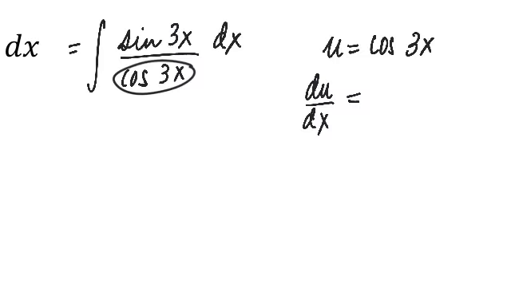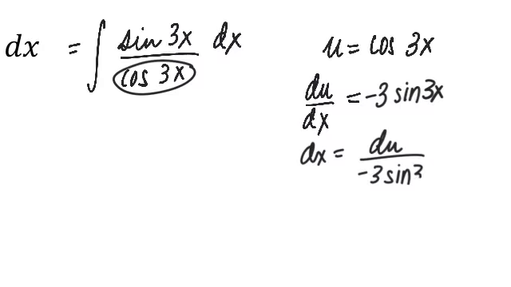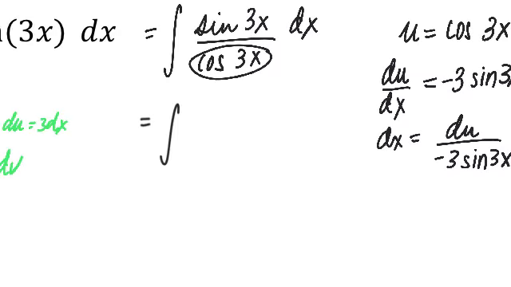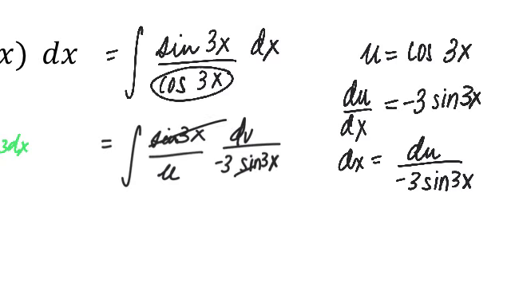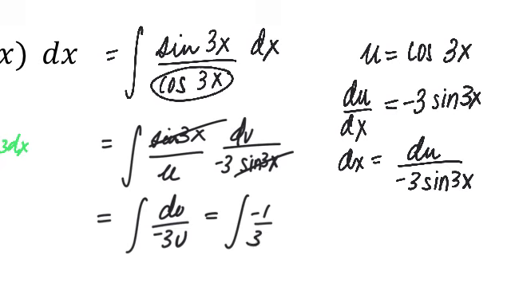So du dx here is negative 3 sine 3x. So then dx is equal to du over negative 3 sine 3x. And then I can come back here and say, okay, now I've succeeded in saying there's a u down here, there's a sine 3x still up here, and the dx is du over negative 3 sine 3x. So this is looking promising because these will cancel out, and I'll have the integral of du over negative 3u, which, remember, is the same as negative 1/3 du over u.